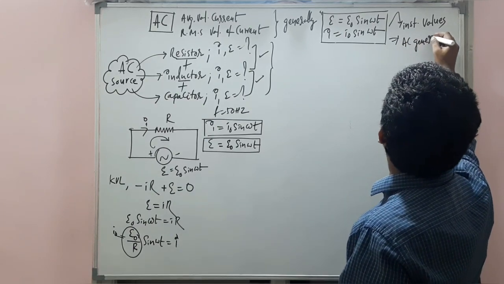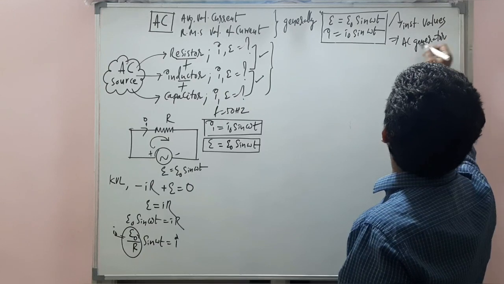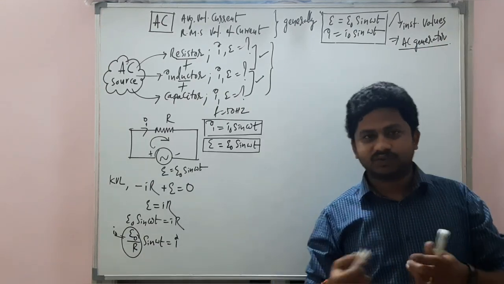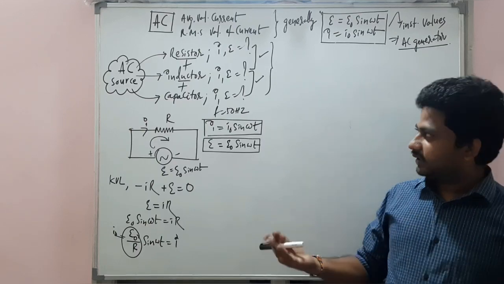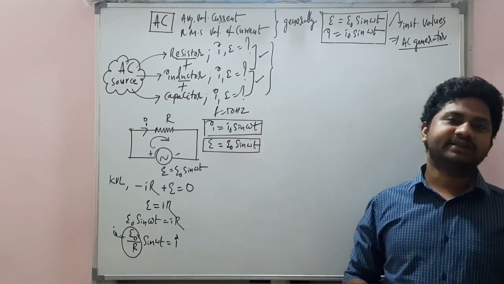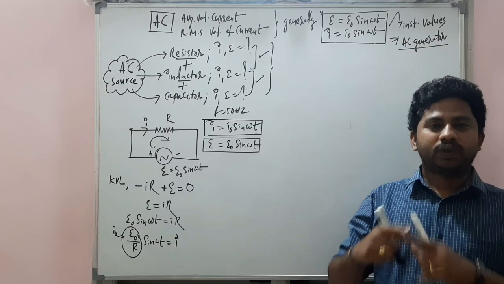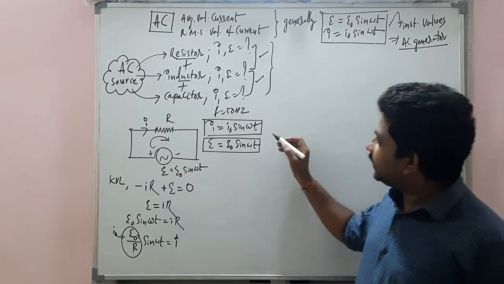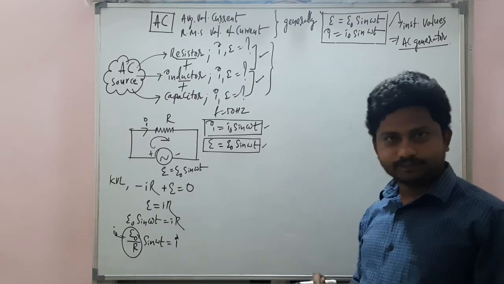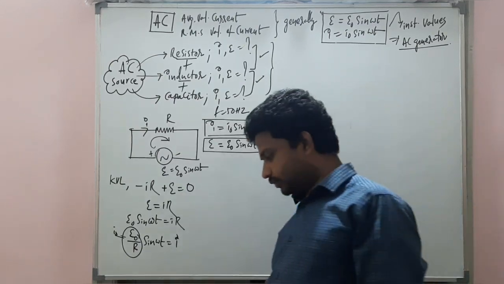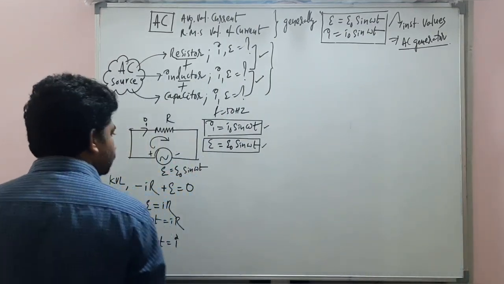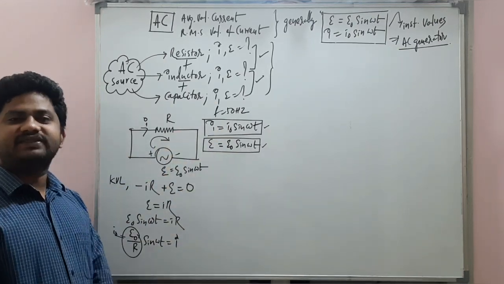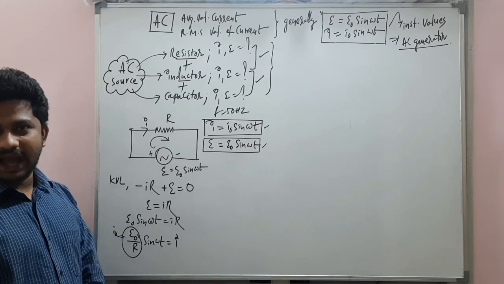So the AC generator is a situation where a coil is connected to the AC source. That is nothing but a resistor connected to an AC source. So we have got the I and E values. Here comes an important point, my dear students. Is there any phase difference between I and E?